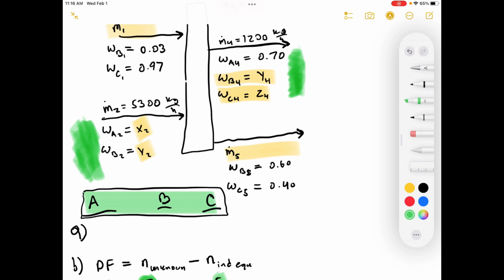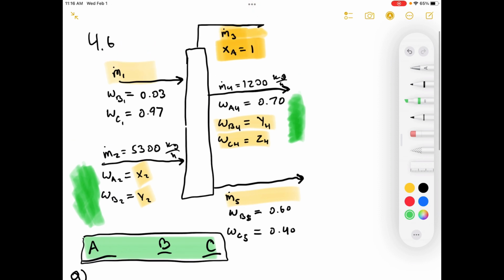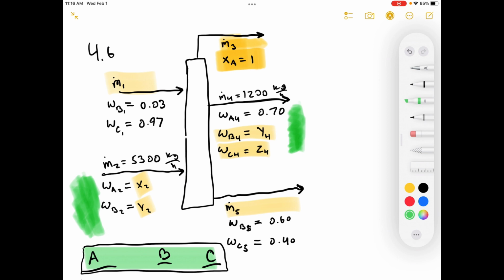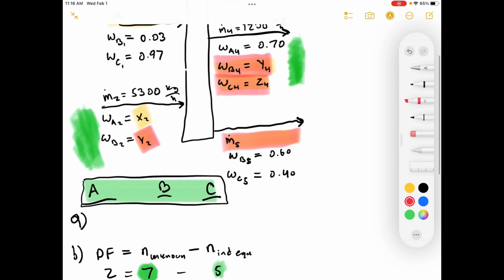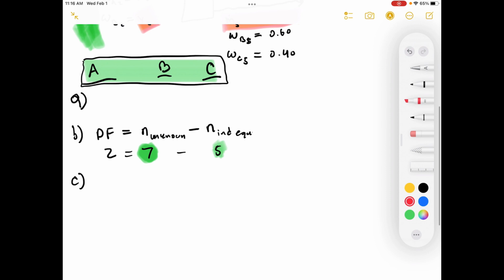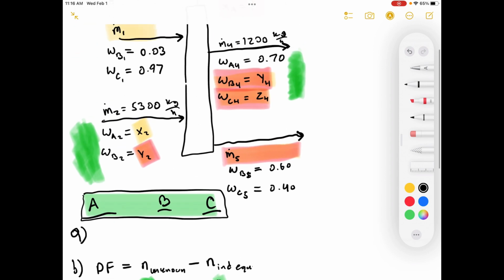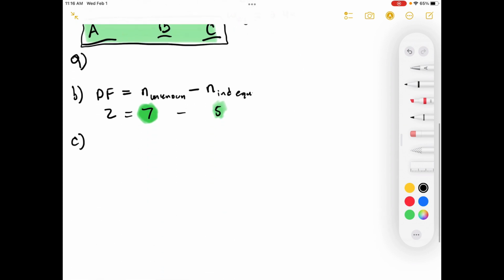Okay, so let's use our 5 different equations and see if we can solve for the remaining unknowns that we have. The remaining unknowns are Y2, M3, Y4, Z4, and MS. And everything else is known. Okay, so let's start off with our material balances here. So let's do A.